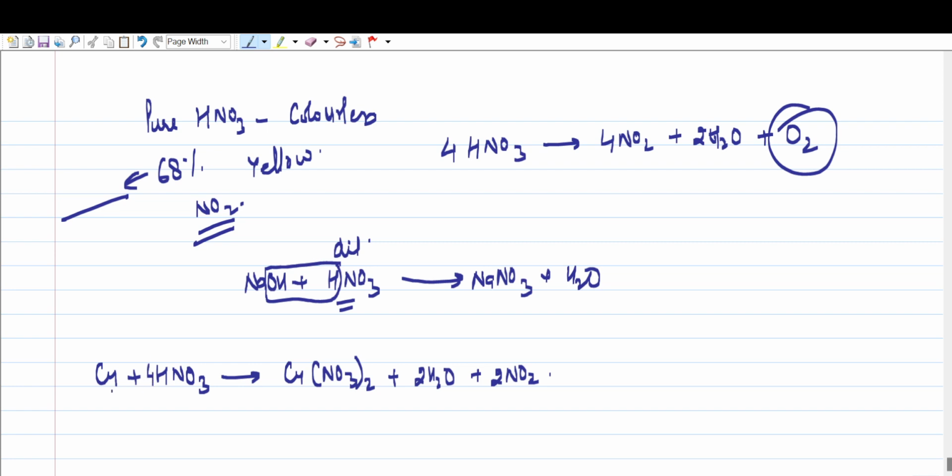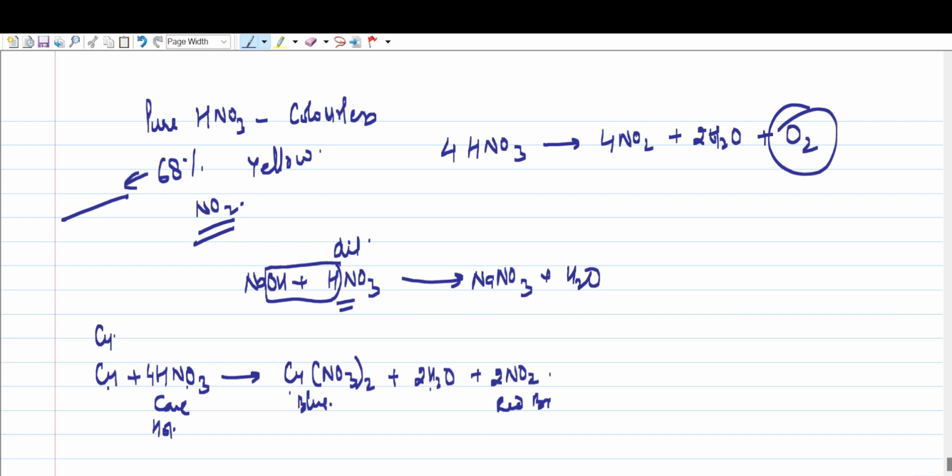So remember, when copper is treated with nitric acid, now this is concentrated nitric acid. So copper with concentrated nitric acid combine to form copper nitrate, which is blue in color, right? You get water and reddish brown nitrogen dioxide gas is released. Okay, now this is when the nitric acid is hot and concentrated.